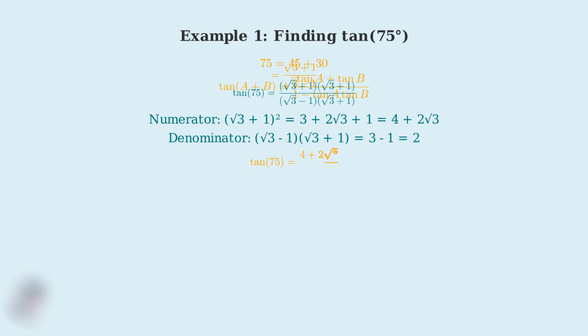So we have 4 plus 2 square root of 3, all divided by 2. Dividing each term by 2, we get our final answer. Tangent of 75 degrees equals 2 plus square root of 3. This exact value demonstrates the power of the tangent sum formula. We've successfully found the exact value of tangent 75 degrees by expressing it as the sum of two familiar angles.